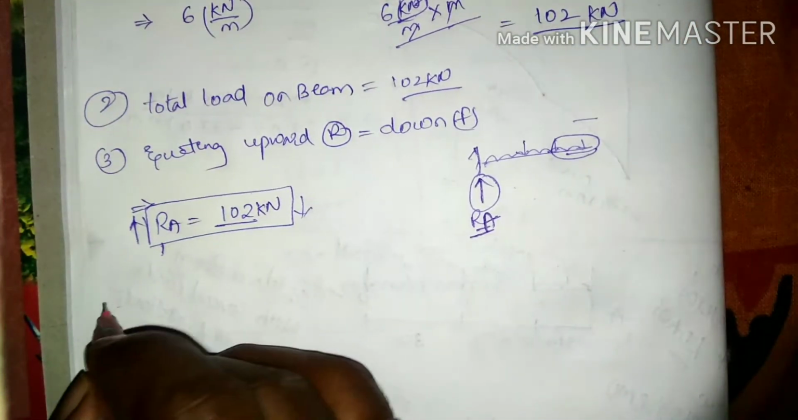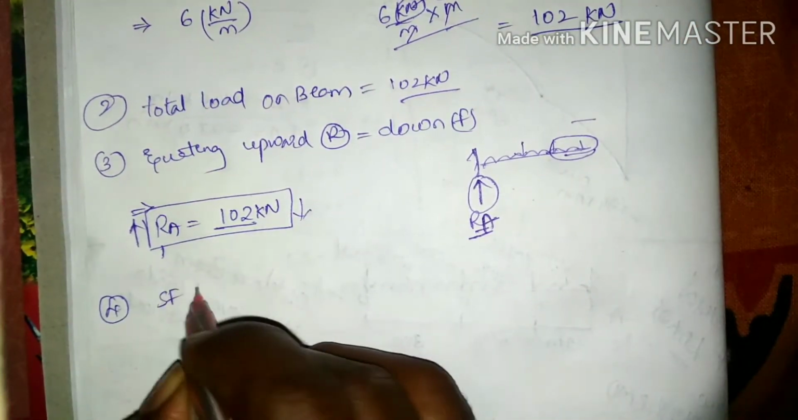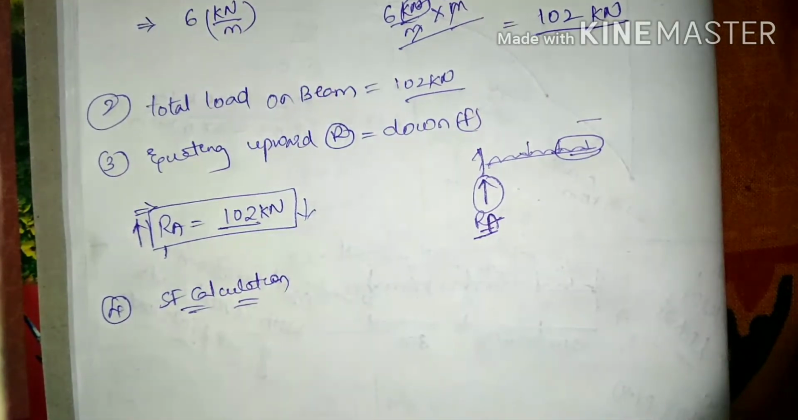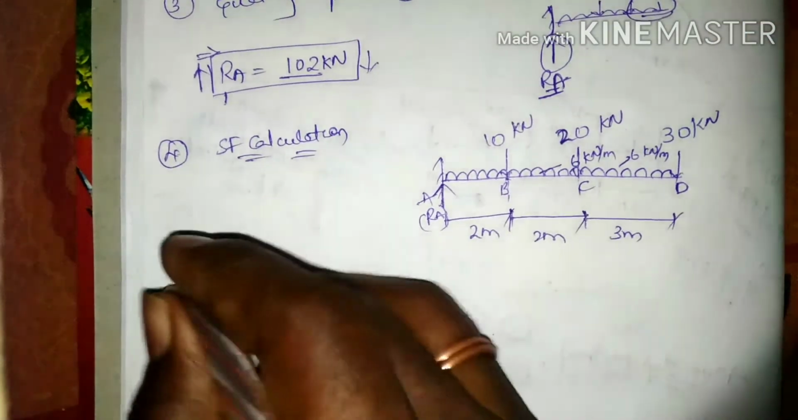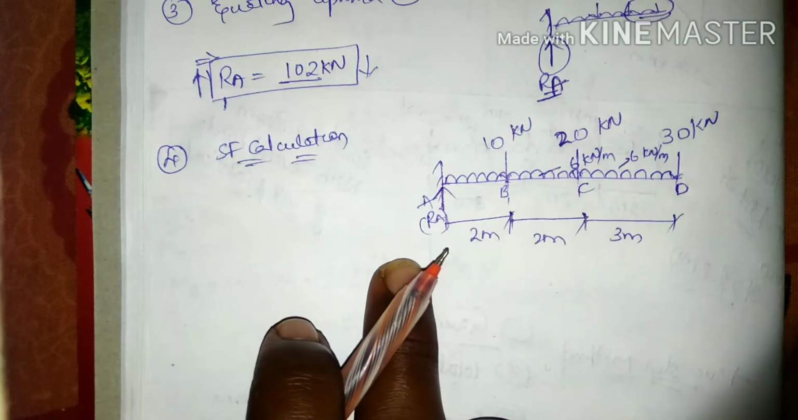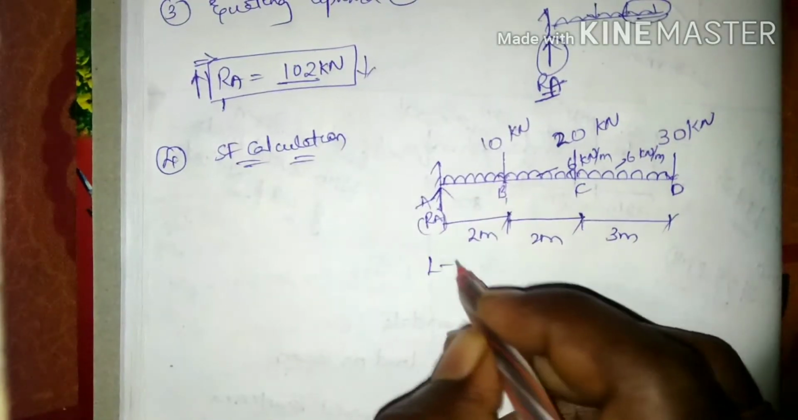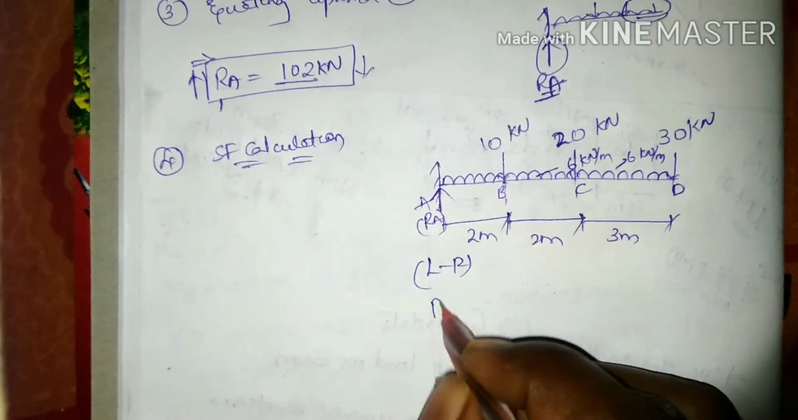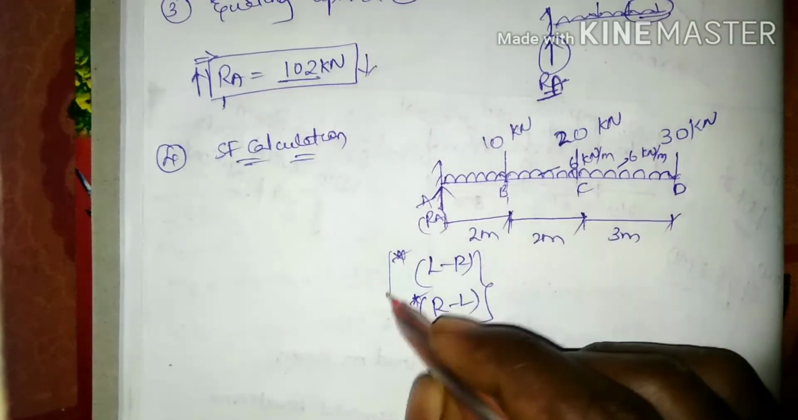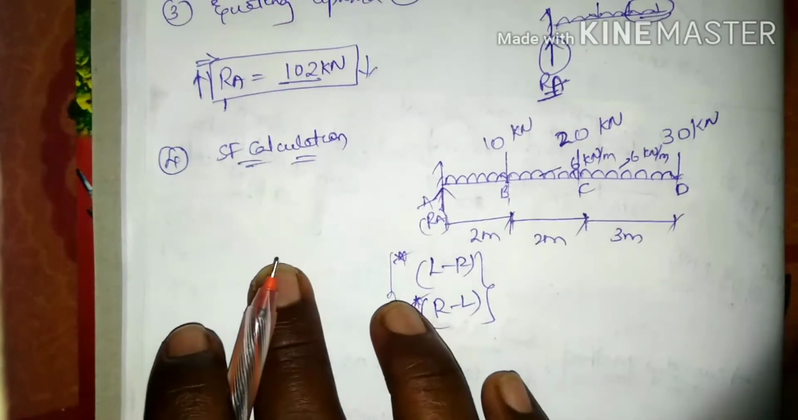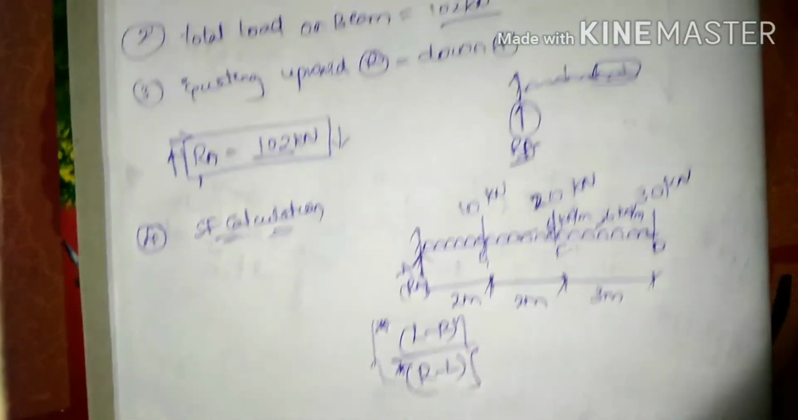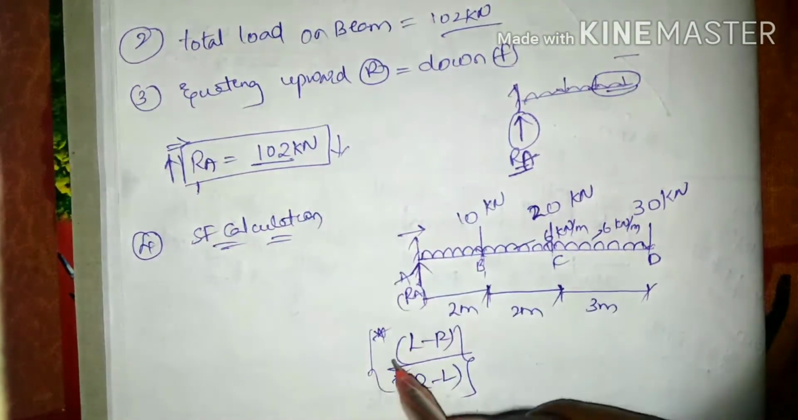Next, number 4, shear force calculations. For the shear force calculations, we take from left to right, and for the bending moment, right to left. Simply remember these logics while finding the shear force values and bending moment values. For the shear force, we go from left to right.